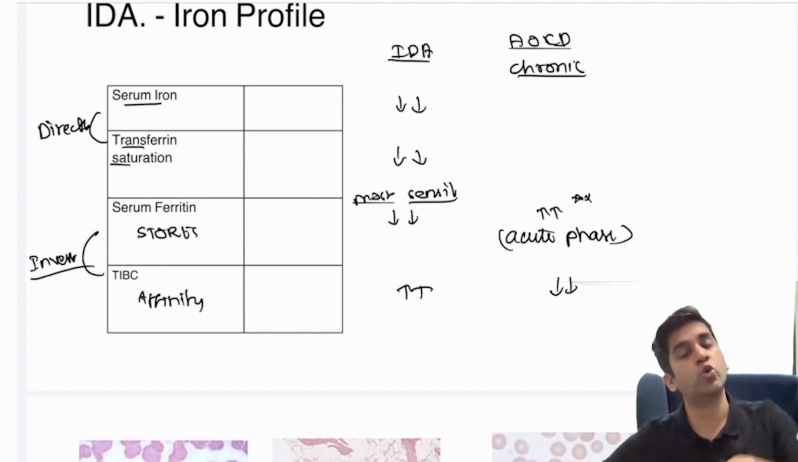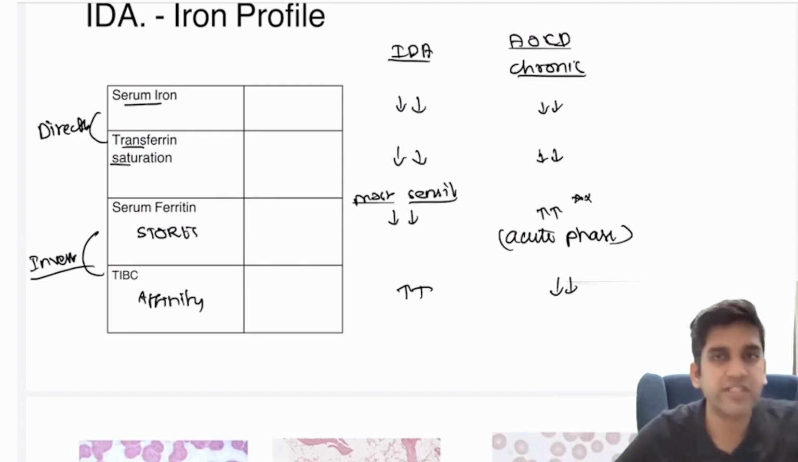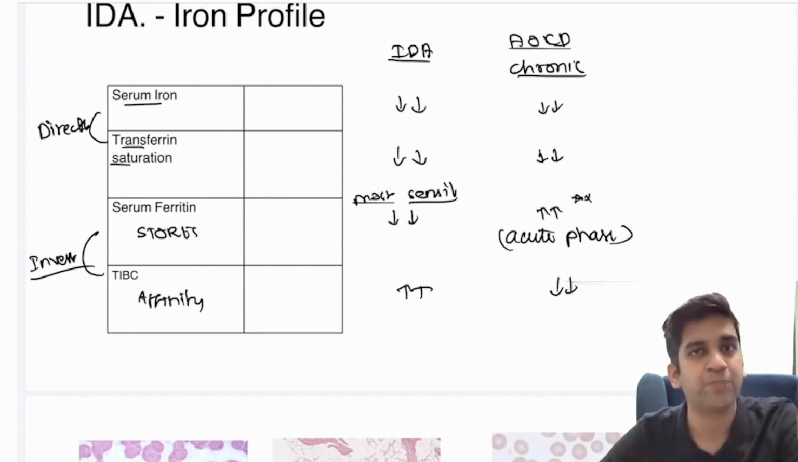I'm having more stores. Iron is stored. So what will happen to serum iron? Obviously it will become less, not available. So what will happen to your saturation? It will obviously become less, right? That's the easiest concept I can give for your iron profile.